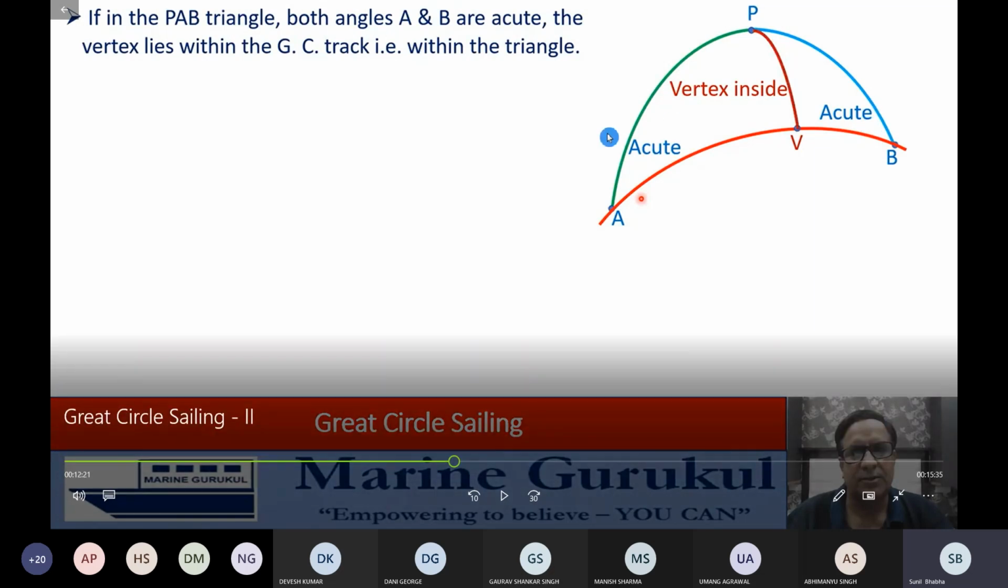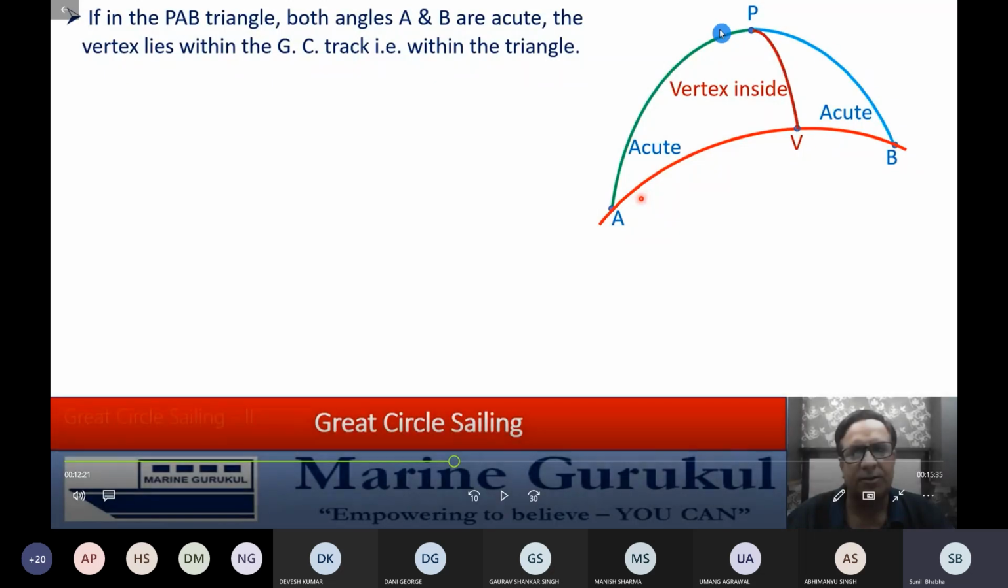If both angles are acute angles, less than 90 degrees, the vertex has to lie between A and B. So the vertex will lie inside our PAB triangle. That is the first thing. So is it clear now, beta, in your mind? No doubt? Yes, sir. Very good.